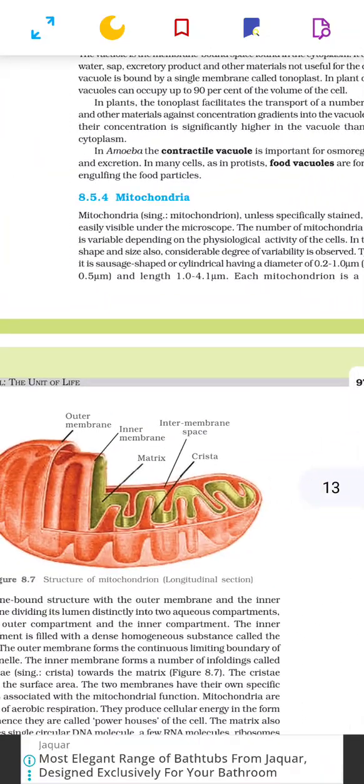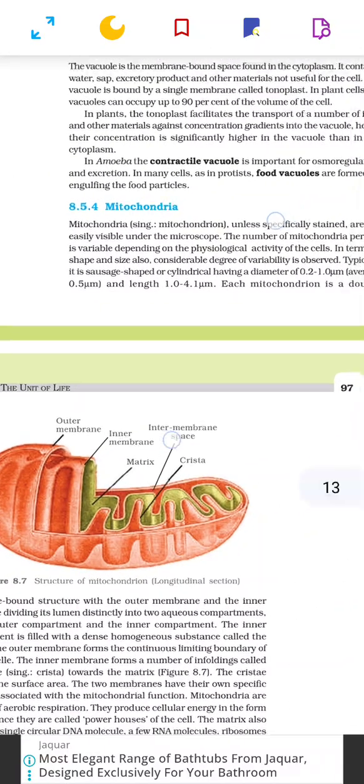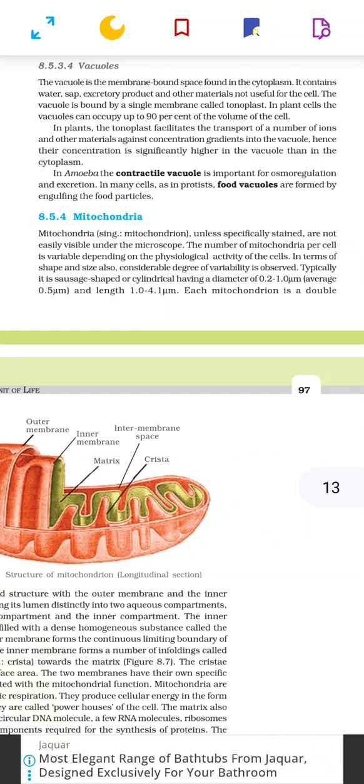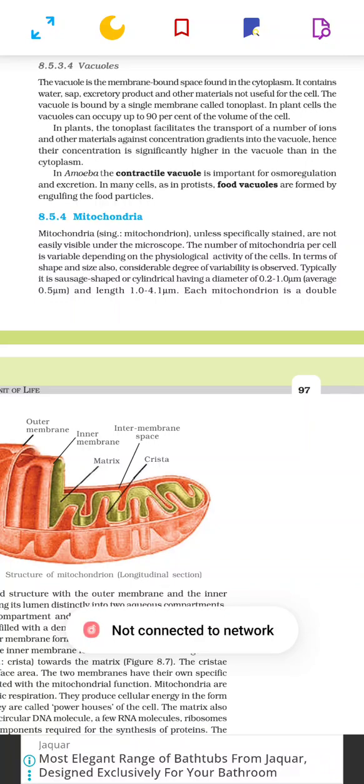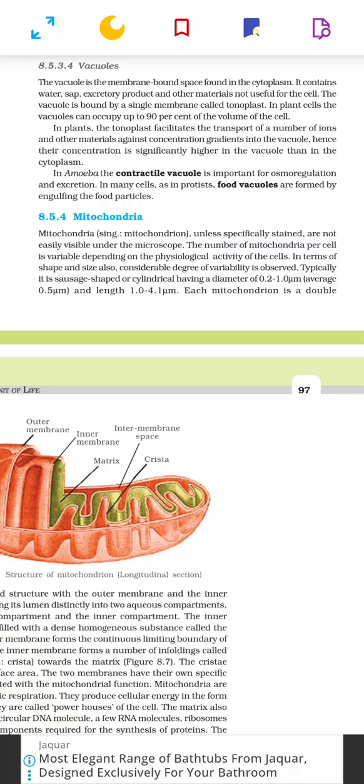Now mitochondria. Mitochondria, singular mitochondrion, unless specifically stained, are not easily visible under the microscope. The number of mitochondria per cell is variable depending on the physiological activity of the cell. In terms of shape and size also, considerable variability is observed. Typically, it is sausage shaped or cylindrical, having a diameter of 0.2 to 1 micrometer, average 0.5 micrometer, and a length of 1.0 to 4.1 micrometer.